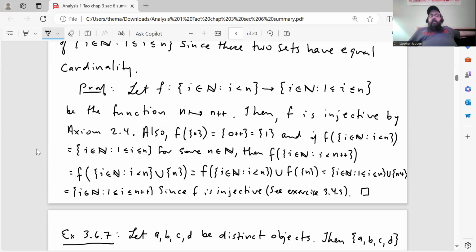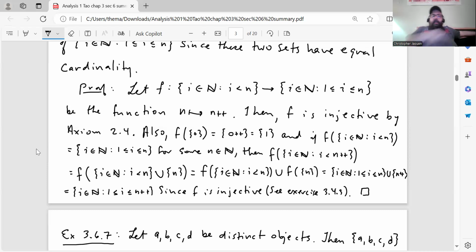And if the image of the set of i in N, i less than n, under F is equal to the set of all i in N, where i is greater than or equal to 1 and less than or equal to n, for some n in N, then the image under F of the set of i in N, i less than the successor of n, is equal to F of the union of the set of all i in N, i less than n, union with the singleton set containing n, which is equal to the union of the images there.